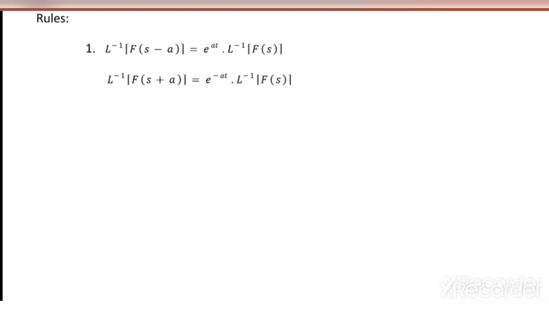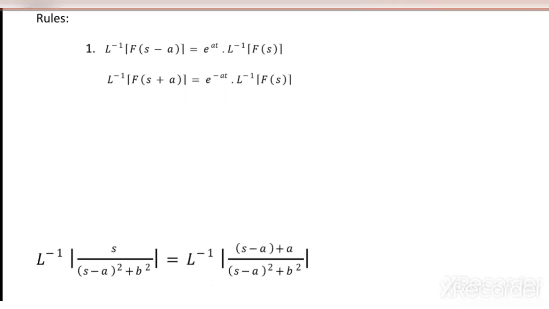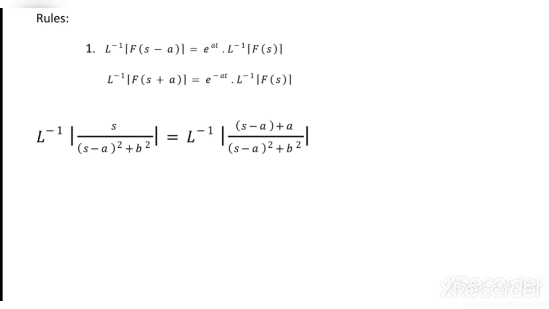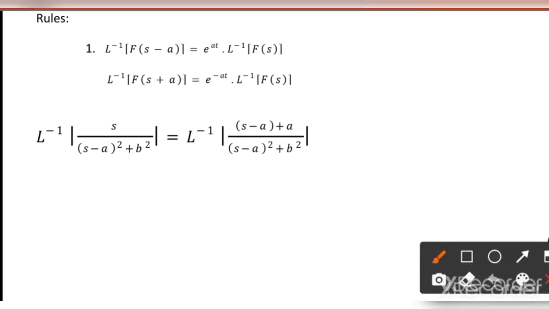Problems on this. Applying these results, how can we solve L inverse? So L inverse of s by s minus a the whole square plus b square. See students, for a moment just think there is an s square, so s by s square plus b square. What will be the result? L inverse of s by s square plus b square is cos bt. But here we have a hurdle, an obstacle, that is s minus a the whole square. So I have to remove that a.